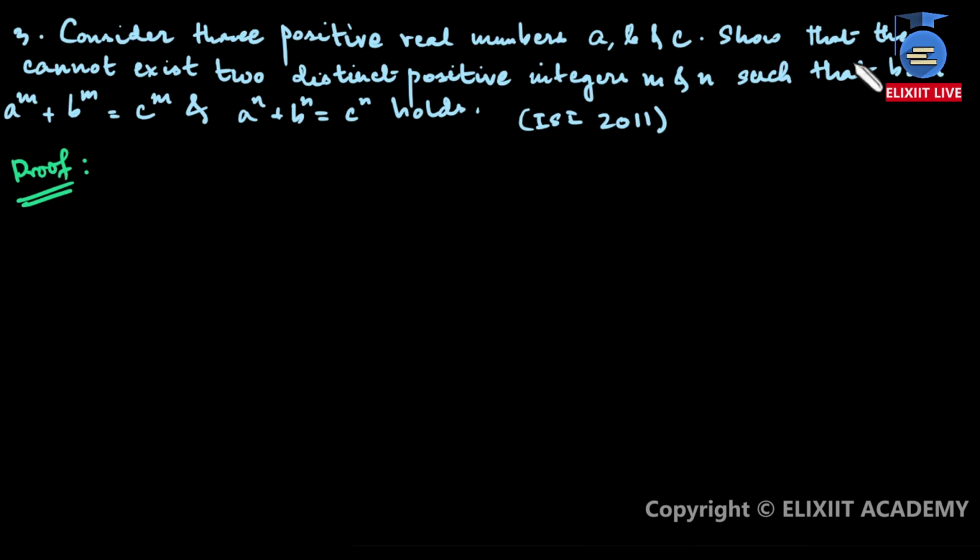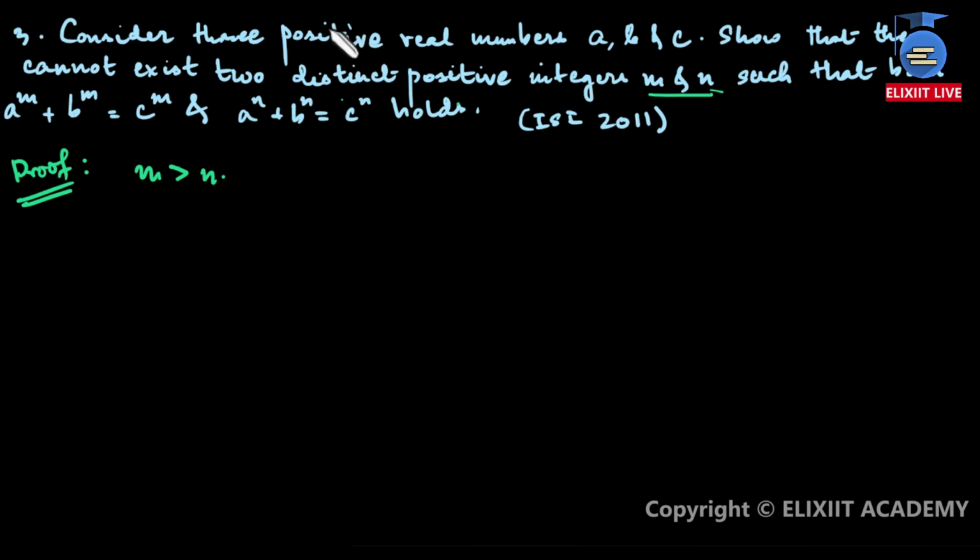Anyway, so let's start with this. What assumption are we going to consider, and how do we understand that we have to consider this assumption? They have said that there cannot exist two distinct positive integers m and n such that both of these hold. Since they have mentioned two distinct positive integers, the first assumption will obviously be m is greater than n or n greater than m.